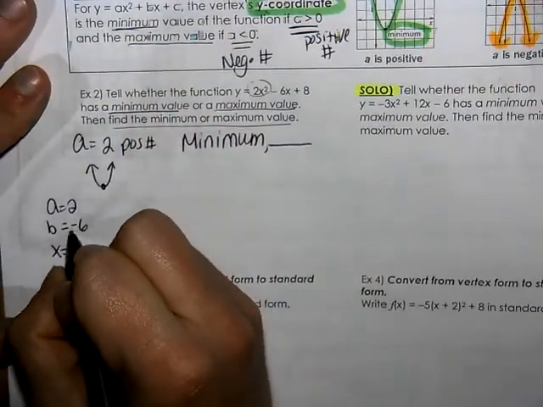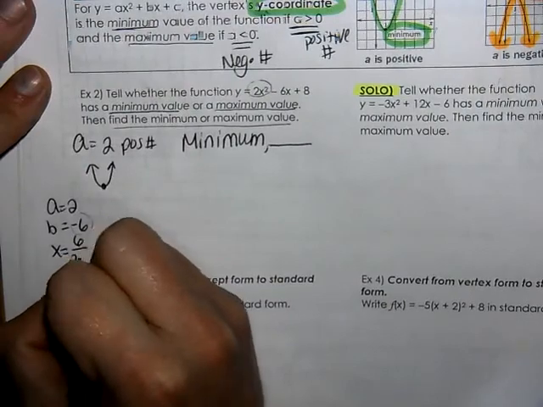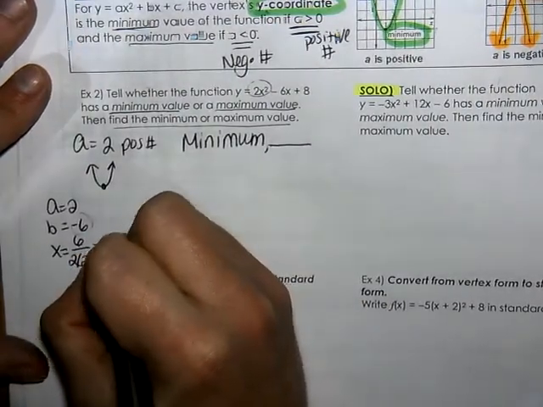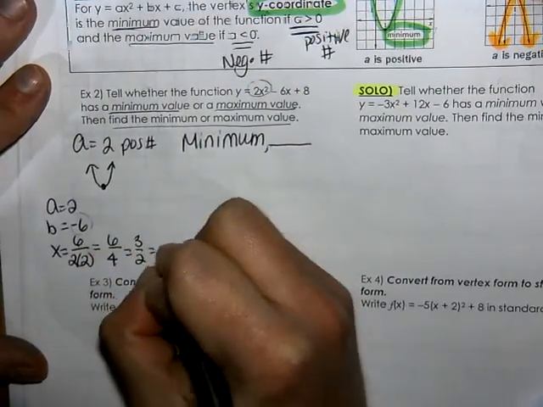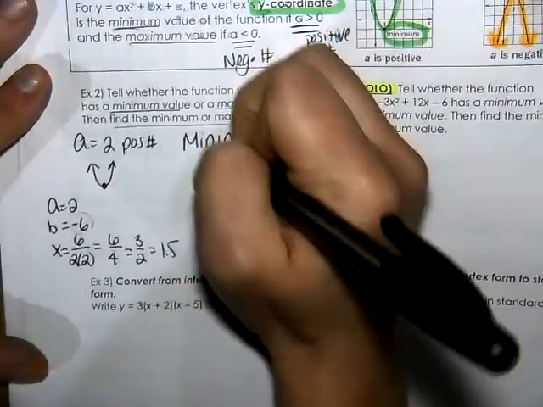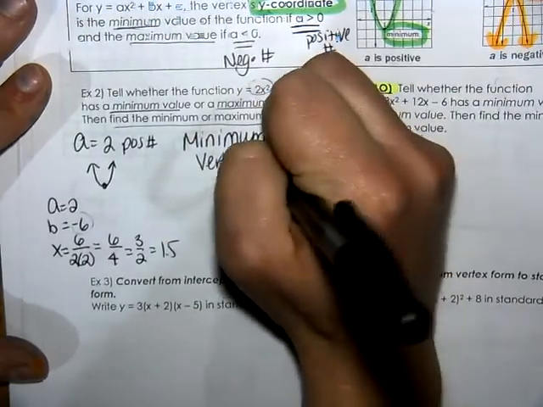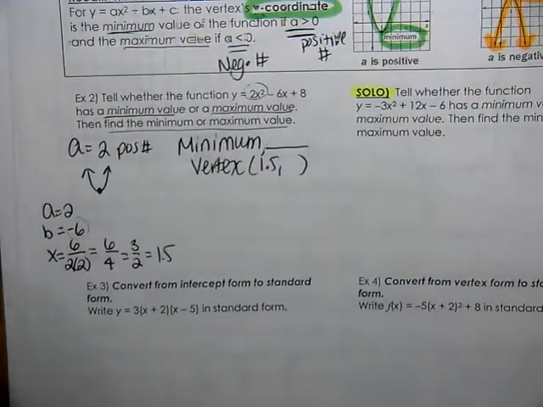That is going to be the opposite of b. So the opposite of -6 is +6 divided by 2a. So that's 2 times 2. And so this is going to be 6 over 4, which is 3/2, or in other words, 1.5. So in terms of my vertex, I have 1.5 as the x coordinate, and I now need to find what the y coordinate is.